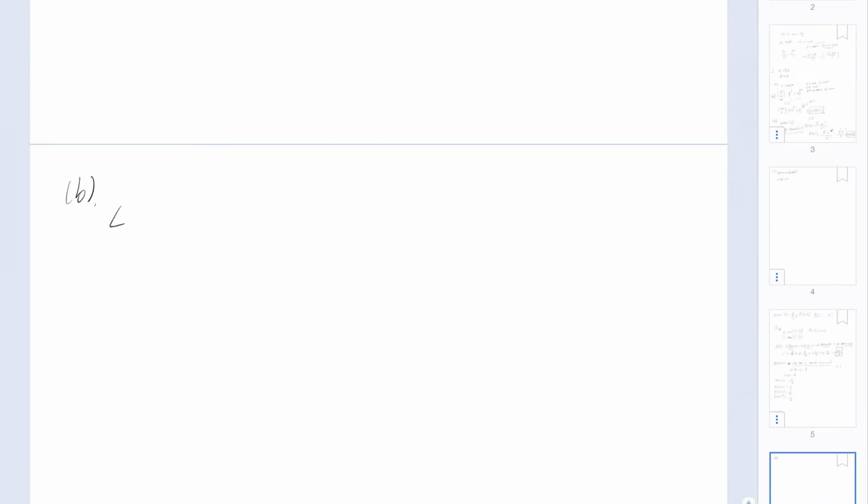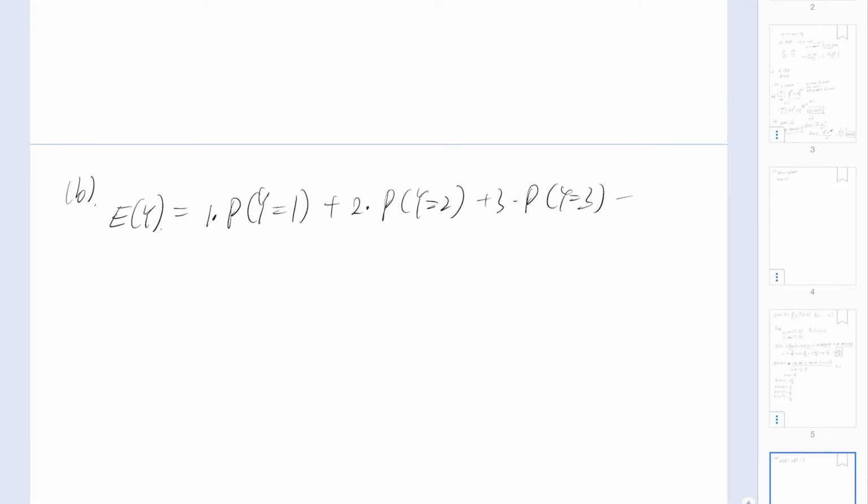And then for part B, we want to find the expected value of Y, and Y is defined to be the maximum of the 2 trials. Again, we write this as 1 times the probability of Y equal to 1, plus 2 times the probability of Y equal to 2, plus 3 times the probability of Y equal to 3, plus 4 times the probability of Y equal to 4.